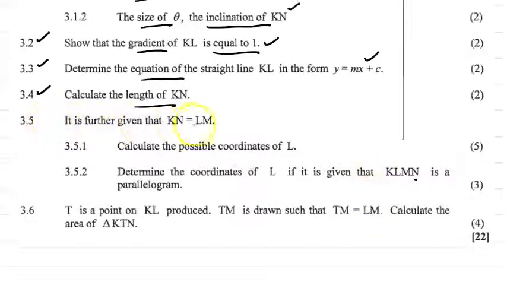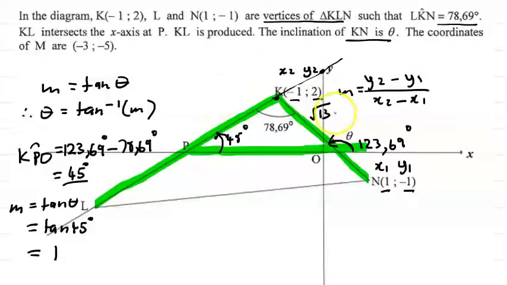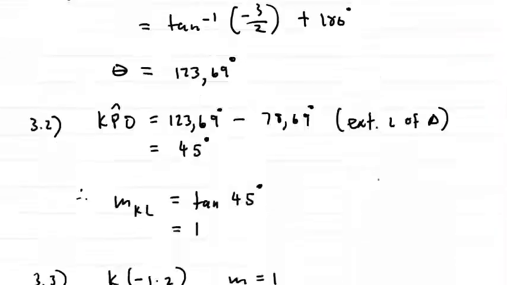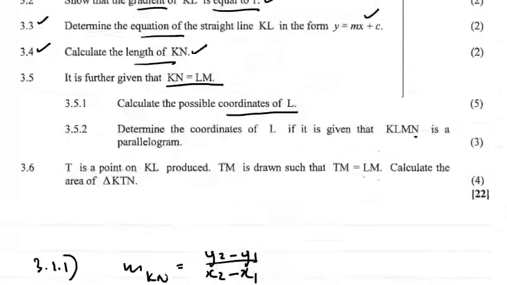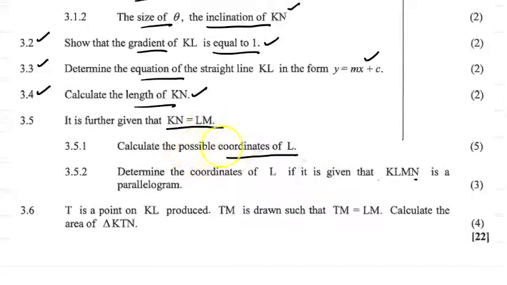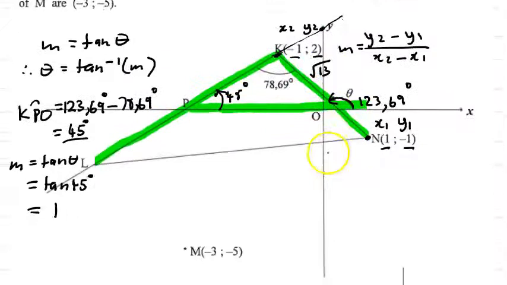It says it is further given that KN equals LM. Calculate the possible coordinates of L. Now, they are telling us that KN equals LM. And as you can see, we've just found the length of KN, which is the square root of 13, or root 13 units. They're telling us that KN is equal to LM. Calculate the possible coordinates of L. So let's go and have a look at that.